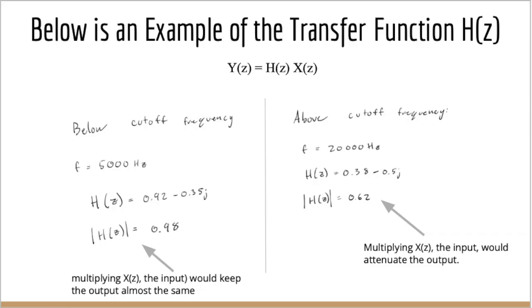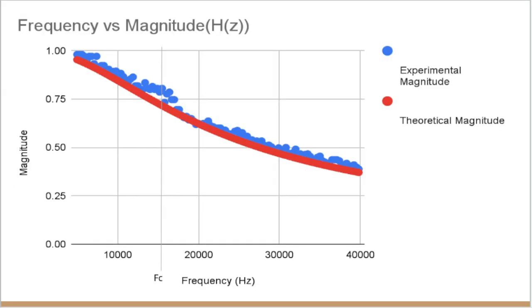Below the cutoff frequency of 15.9 kHz, the magnitude of the transfer function is near 1, so Y(z) closely matches X(z). Beyond the cutoff, the magnitude of the transfer function drops significantly, attenuating the output. The graph shows how the magnitude of the transfer function decreases with higher frequencies, showing how the filter gradually reduces higher frequencies rather than just eliminating anything above the cutoff frequency.